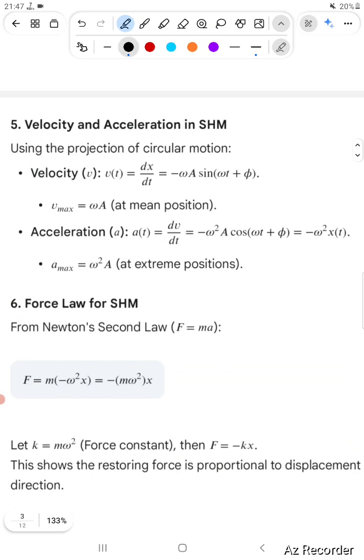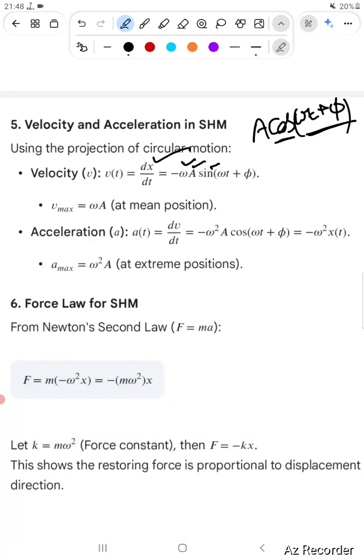The differentiation of the displacement: the displacement is A cos(omega t plus phi). If you differentiate it, A will remain as it is. The differentiation of cos is minus sine, and the differentiation of omega t is omega, so omega also comes out.